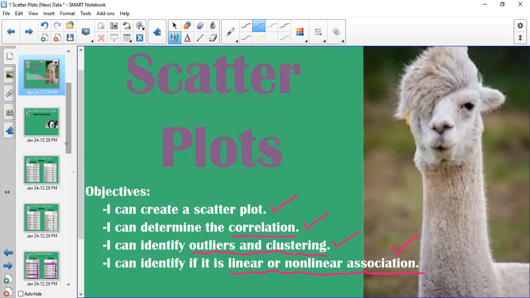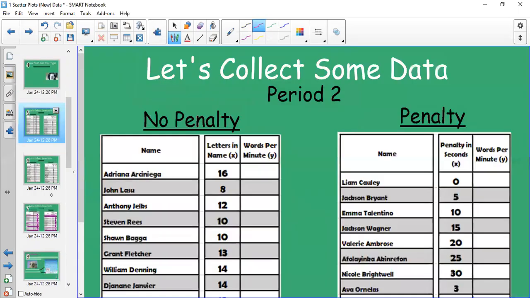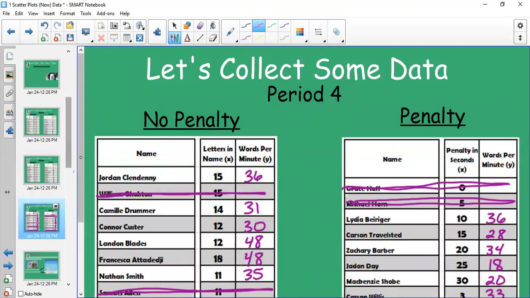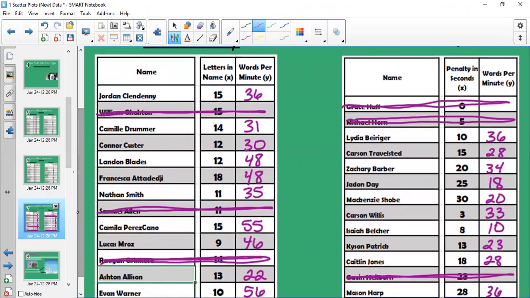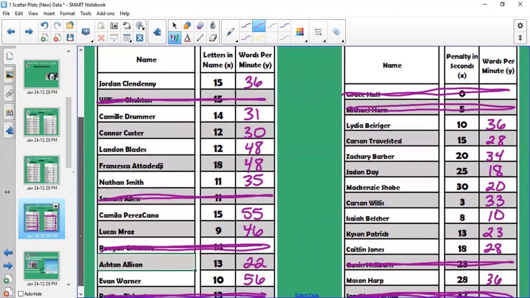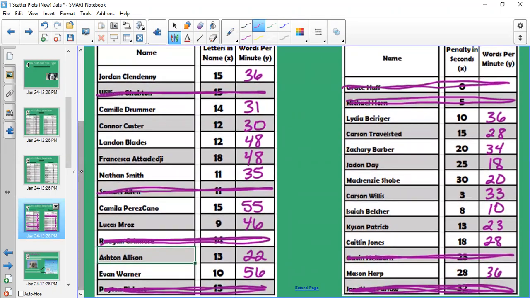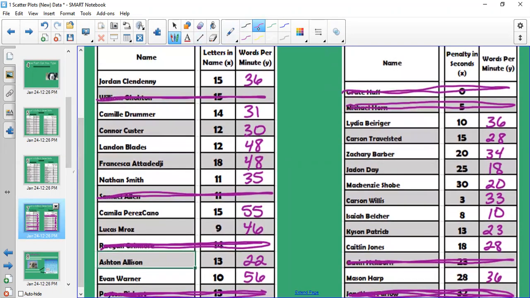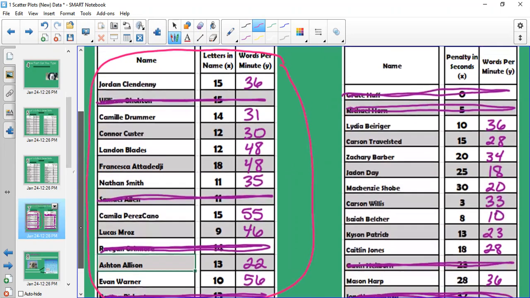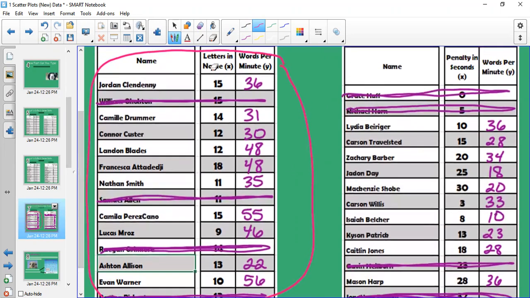Okay, so if you guys would have been in class today, I had a way of collecting data for all of my students. Okay, so we had period 2, period 3. I actually used period 4 and saved their data so that way we could talk about it. Okay, so if you look at the top, the right half of the classroom collected 2 different kinds of data. The first thing that we collected from them was the letters in their first and last name.